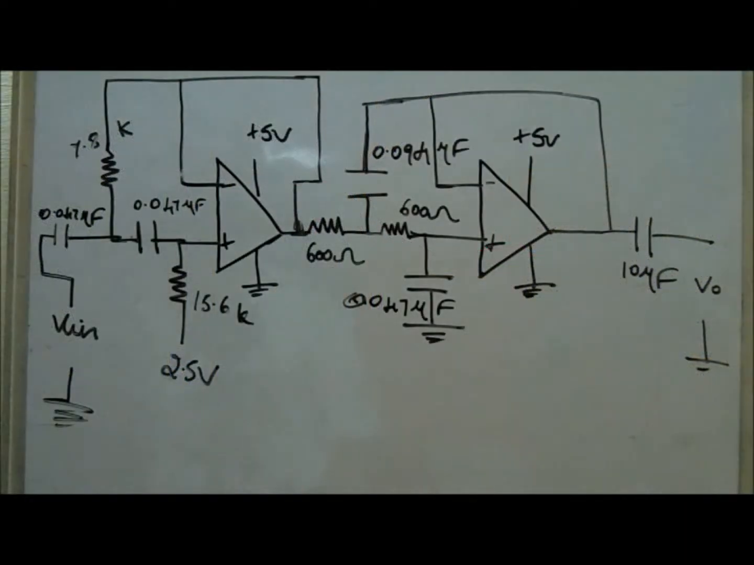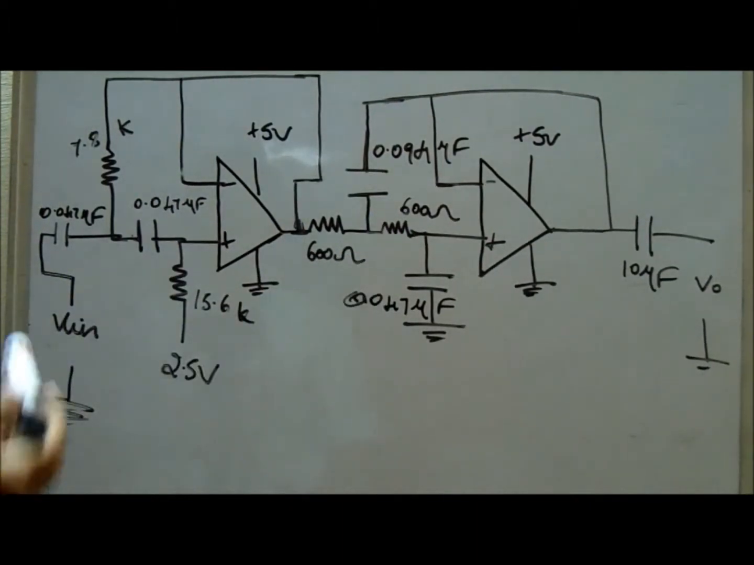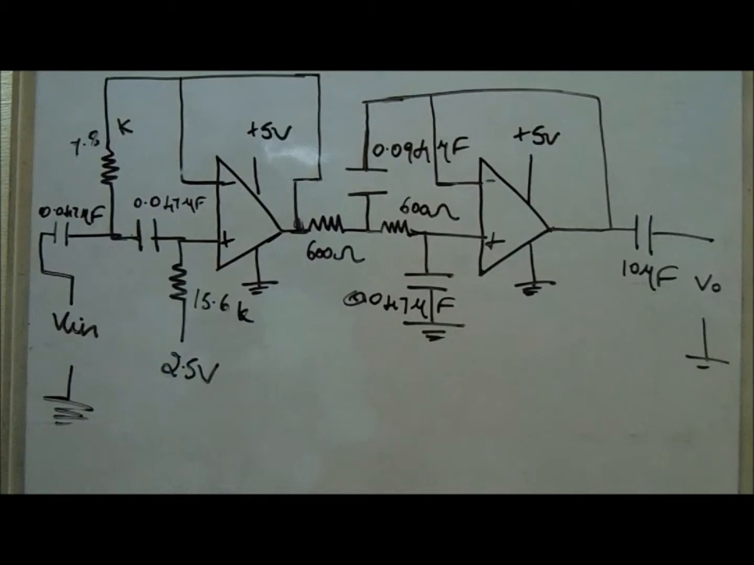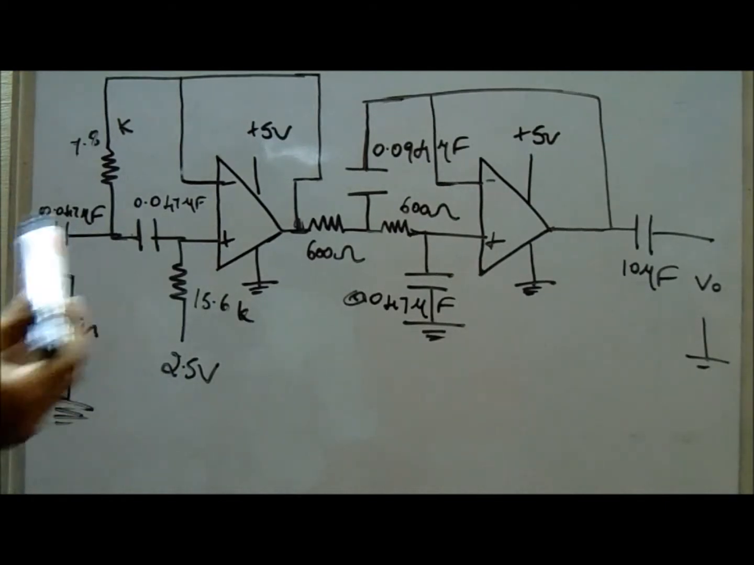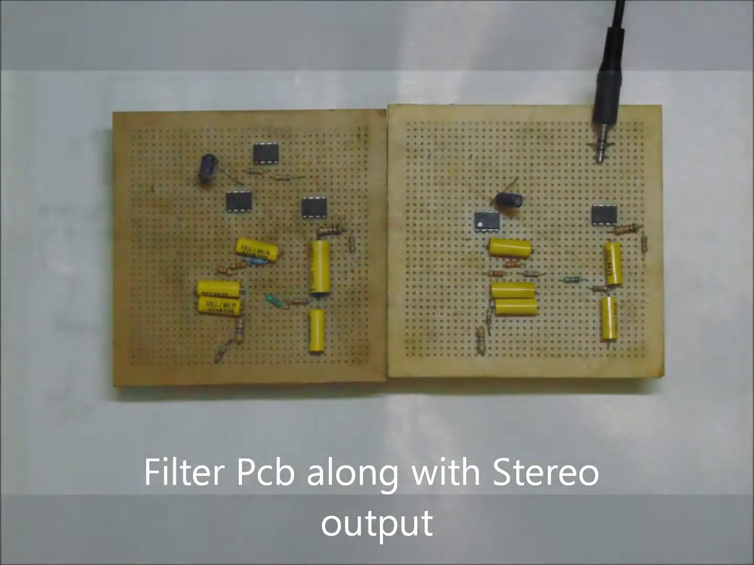The output from the preamplifier stage is sent to the filter stage, which is a bandpass filter, a combination of high pass and low pass filters, built using LM358 op-amps. It is a Sallen-Key second order filter, and it is a Butterworth filter, and the pass band is 300 Hz to 4 kilohertz.